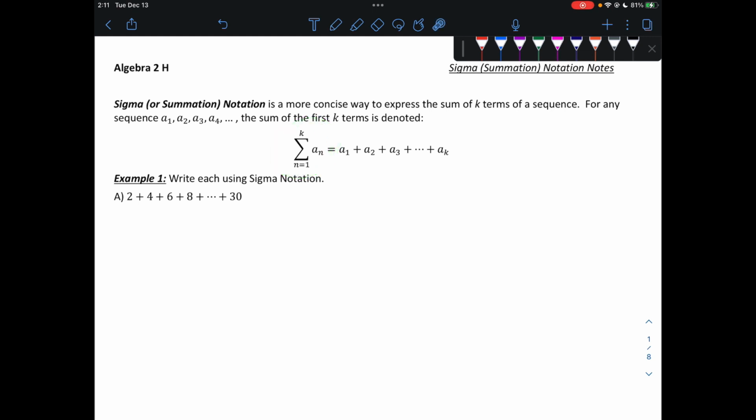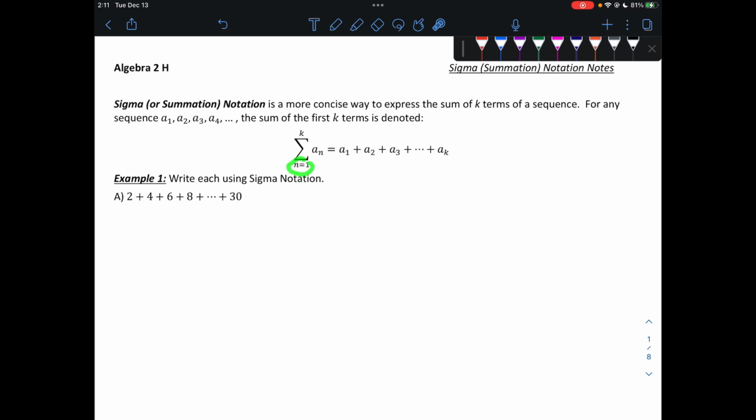Okay, so we've been talking about sequences, and now we're going to start talking about series. And a series is just a sum of a sequence. Okay, and this is how we write it. Sigma is this E-looking letter. It's a Greek letter, sigma. The explicit formula that we've been working on a lot here goes here.